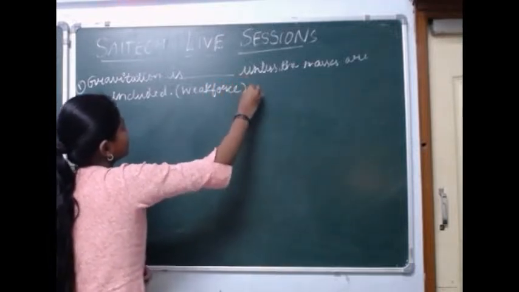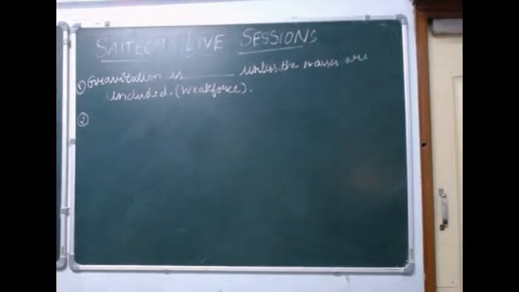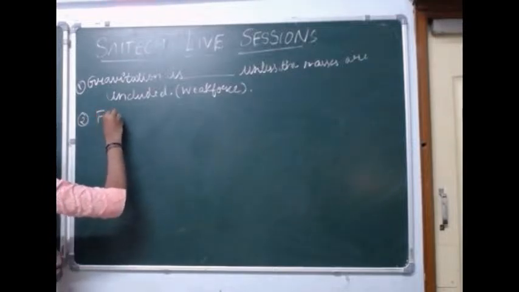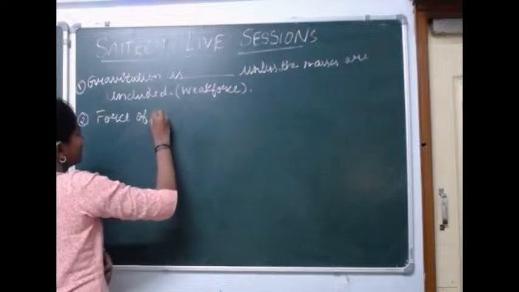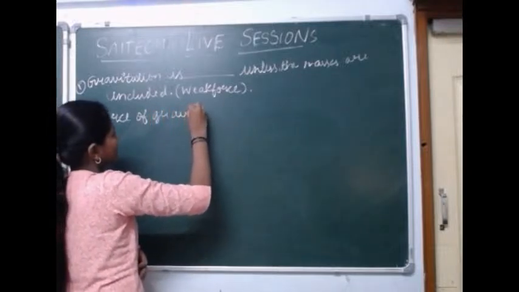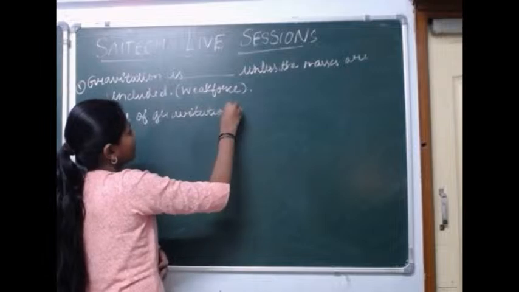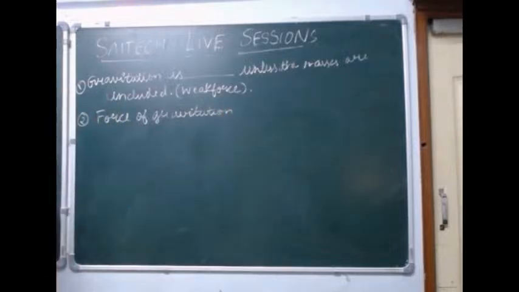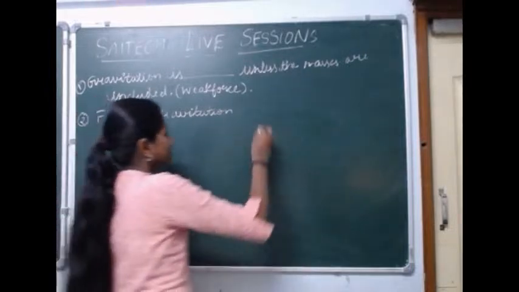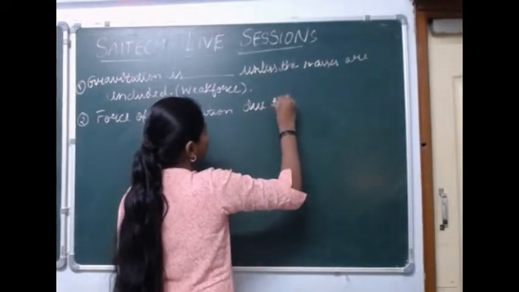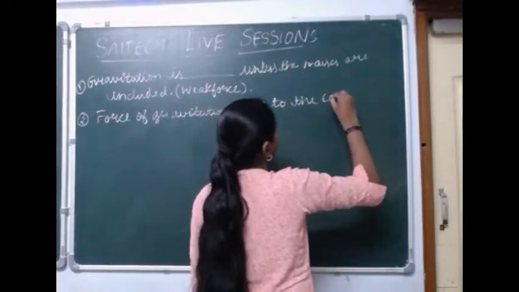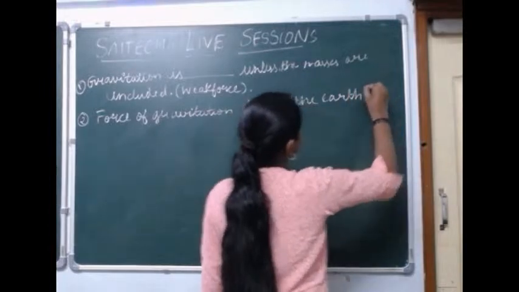Second question. Write down: force of gravitation due to the earth is called dash. Anyone? The force of gravitation due to the earth is called a dash. Very simple. Acceleration. Gravity. So the correct answer is gravity.